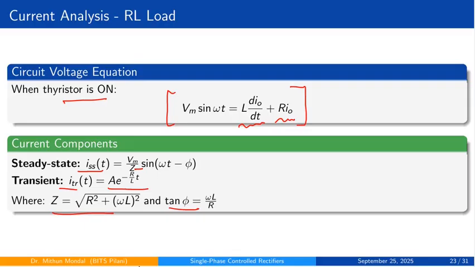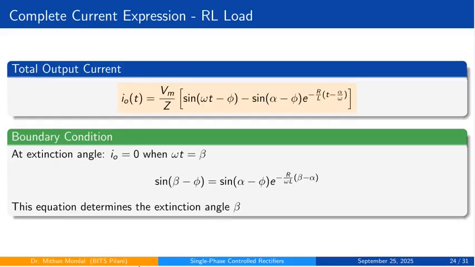So these are basically the normal transient and the steady state equations when the RL load is there with respect to the AC conditions. The total output current that we get, i0 as a function of time t, can be estimated using these expressions, which involve the value of both alpha as well as phi.